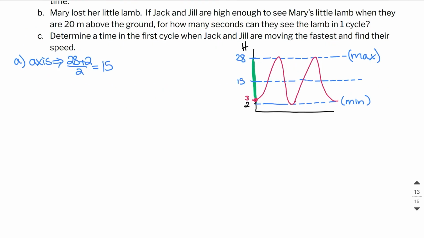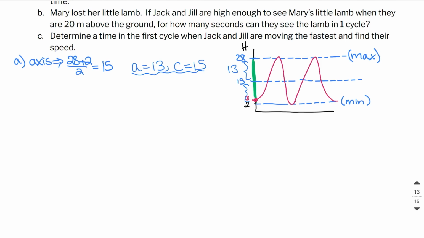Also, because the axis is 15, we can see here that the amplitude is 13, because the distance between 2 and 15 is 13, 15 to 28 is 13, or I could subtract 28 and 2, divide by 2, and I would get an amplitude of 13. All right, cool. So we know that A is 13 and C is 15. That will be helpful to us. We also need to know the period to help us find the K, and then find the phase shift, which is D. That's the tricky part.